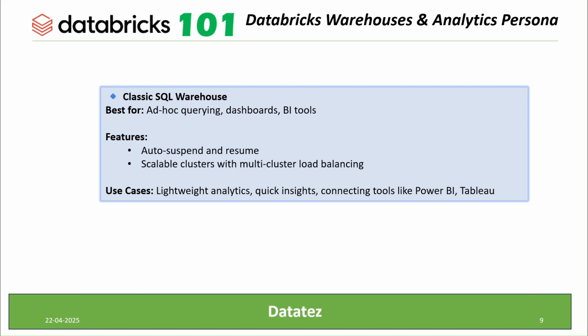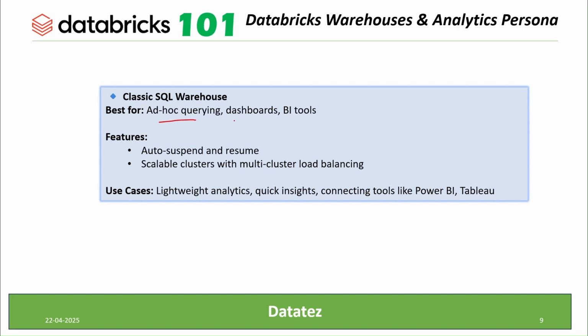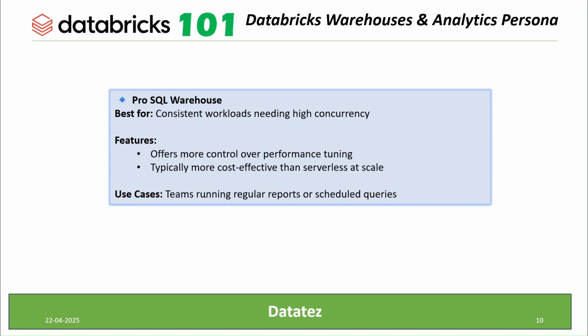Now let us take a look at what are the different kinds of workloads which we can execute using these different types of warehouses. Using classic SQL warehouse, we can execute ad hoc queries, and we can execute the queries that can populate the dashboards. We can connect our classic SQL warehouses to BI tools like Power BI and Tableau. So overall, we could say we don't have advanced features with classic SQL, and we can do lightweight analytics with this kind of SQL warehouse.